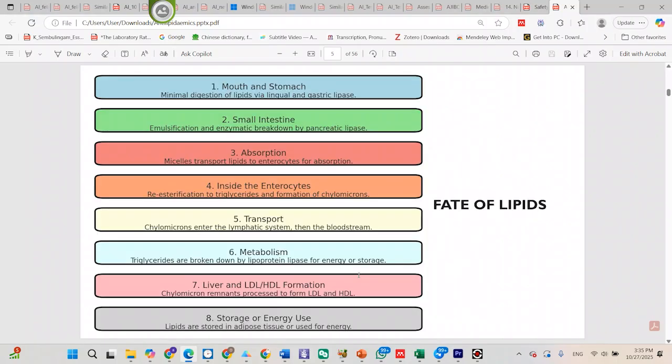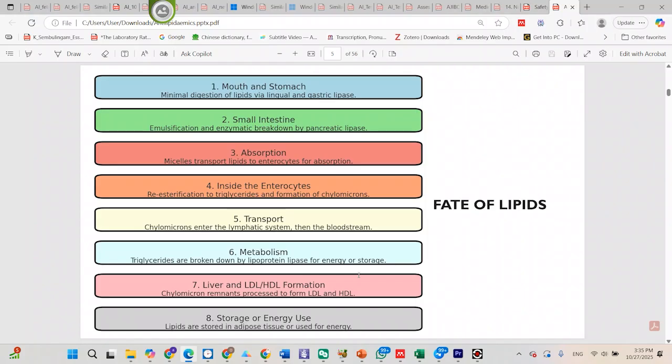Let's go straight into the fate of lipids. Aside from the amylase that digests complex carbohydrate, we also have lipase in the oral cavity. We call it lingual lipase, which helps to digest your fat minimally. Then when your fat or lipids get into the small intestine, they become emulsified, and pancreatic lipase also breaks them down. So how will this lipid be absorbed?